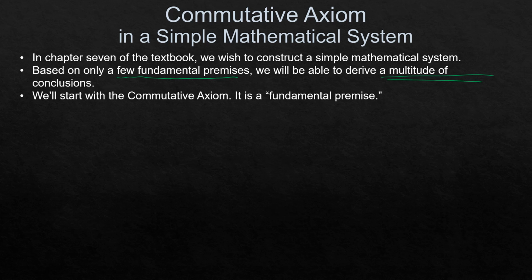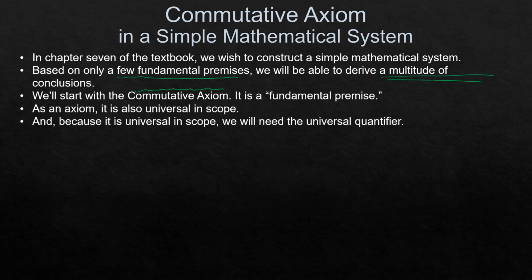We'll start with the commutative axiom. And this is a fundamental premise. Moreover, as an axiom, it is also universal in scope. And because it is universal in scope, we need the universal quantifier.